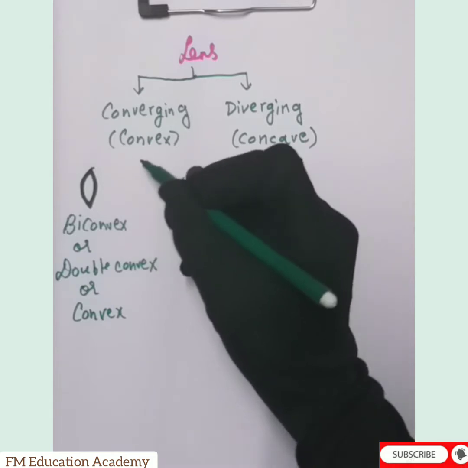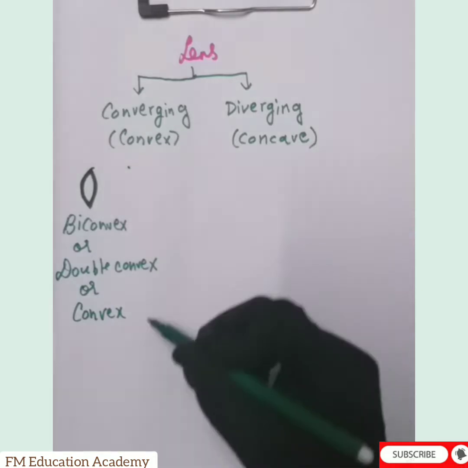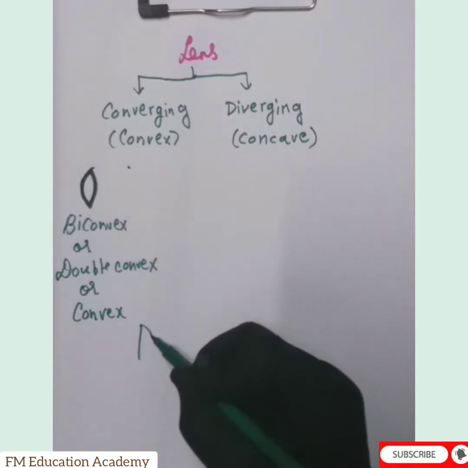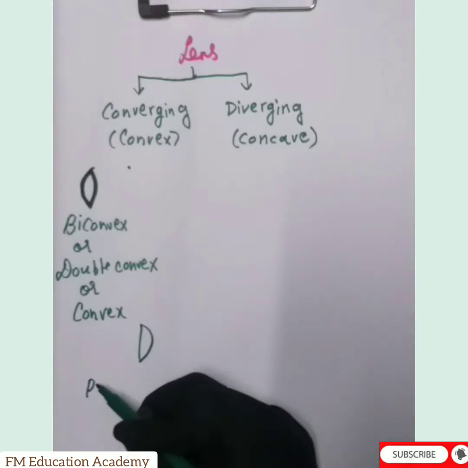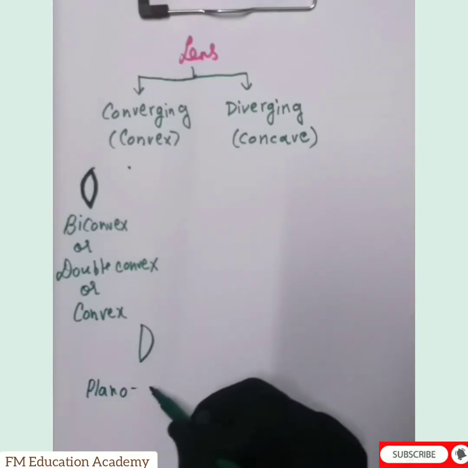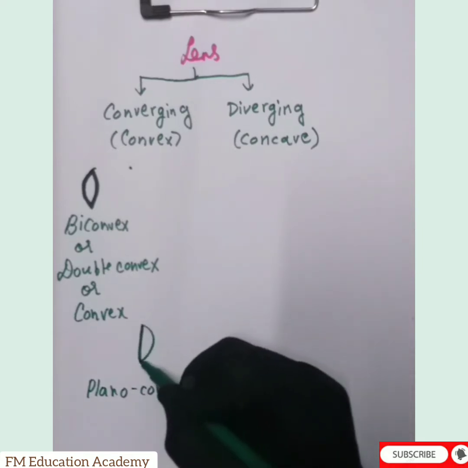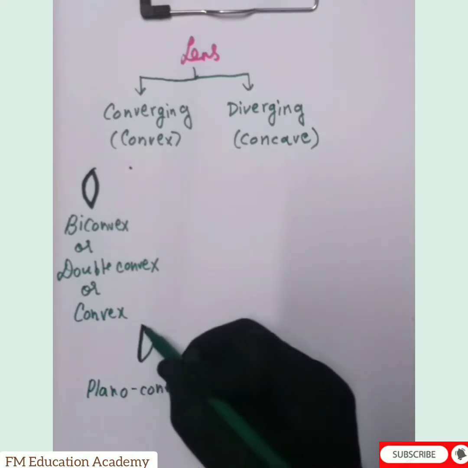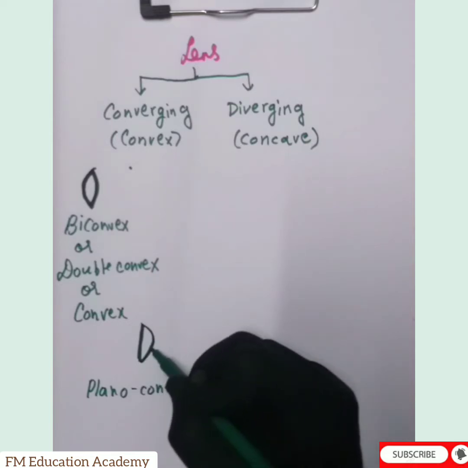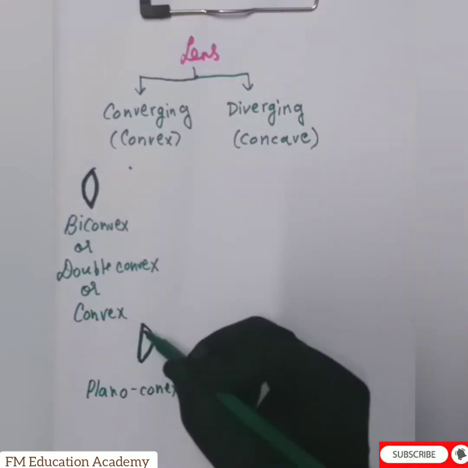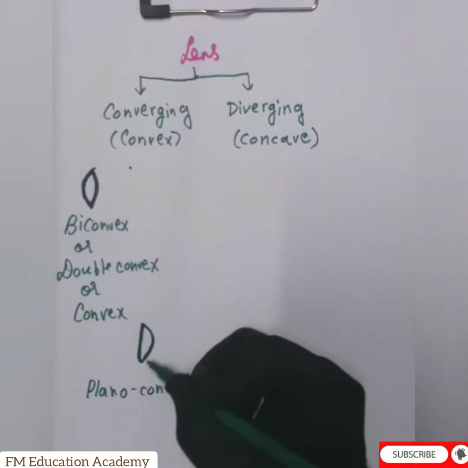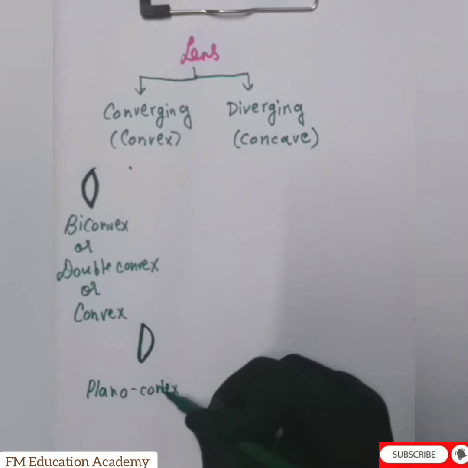We have one more type of lens that is called a plano-convex lens. Plano-convex lens, second type of convex lens. What do you mean by plane? Plane means one surface of the lens will be plane, whereas the other surface of the lens will be curved. But still it is also bulging outwards. That is why it is called a convex lens.